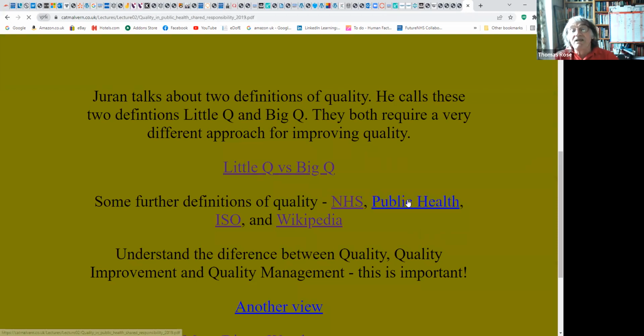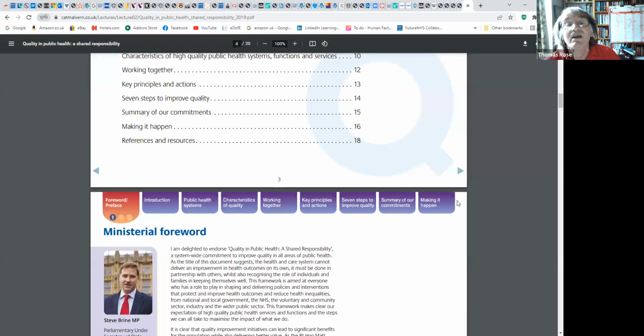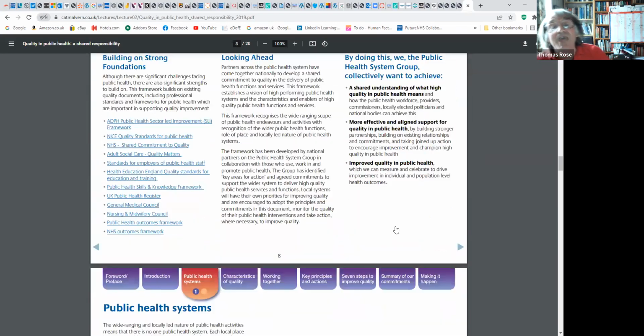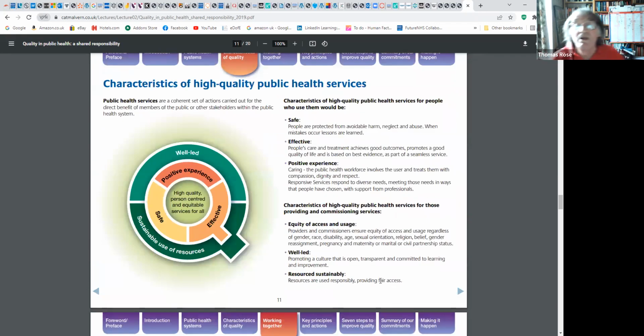Public health is a little bit more complicated, and they have got, if I go down to page 11, they've got a slightly increased definition of what they see as quality. They've included some additional characteristics there: equity of access and usage, well led, and resourced sustainably. Again, all very good. I think that they're commendable definitions for quality, but they're all mainly to do with little q rather than big Q.